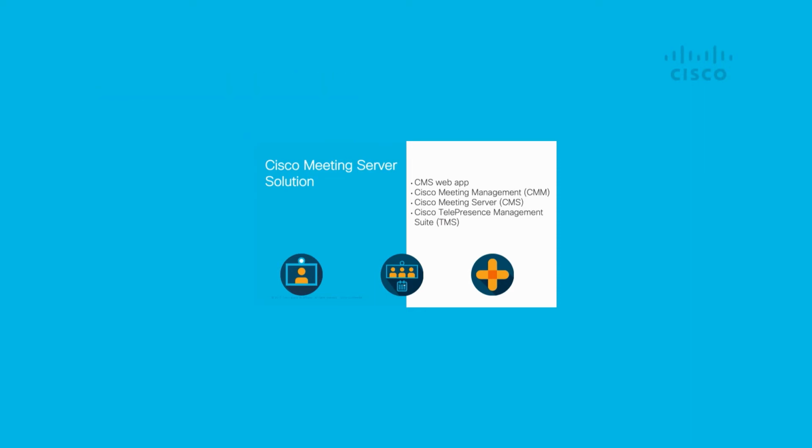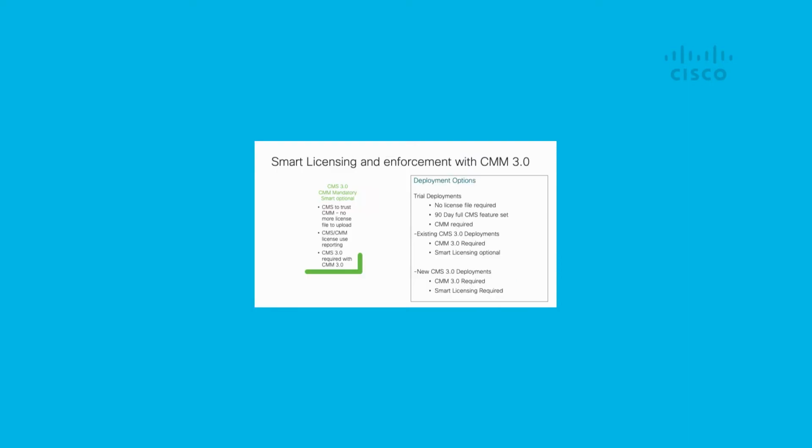In this video, I will be covering the process for setting up Cisco Meeting Server and Cisco Meeting Management for trials or demos. For trial deployments, no license file is required, and there's a 90-day full CMS feature set included. For existing CMS 3.0 deployments, CMM 3.0 is required. Smart licensing is optional. For new CMS 3.0 deployments, CMM 3.0 is required, and smart licensing is also required. For this video, we will be talking about trial deployments.